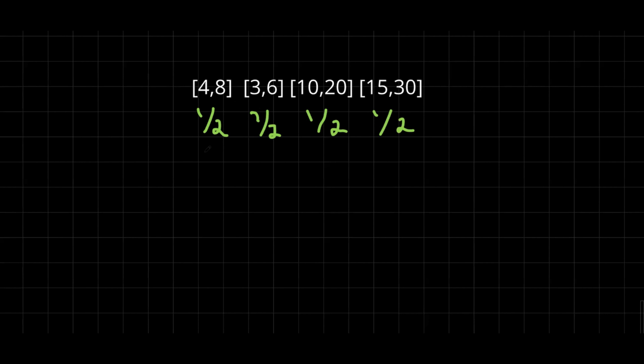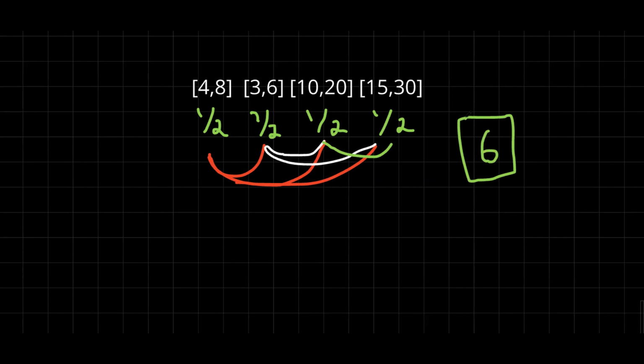Now, there are 6 possible interchangeable rectangles. One pair is this, another pair is this, another pair is this. And there is one pair is this, another pair is this. And finally, another pair is this. So we can see that there are in total 6 possible rectangles which are interchangeable. Now, how can we solve this problem?